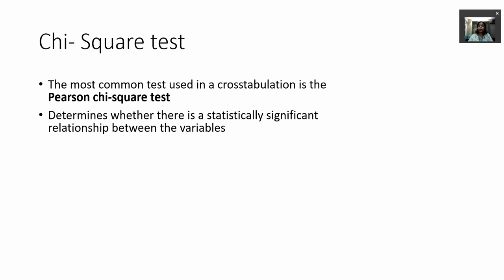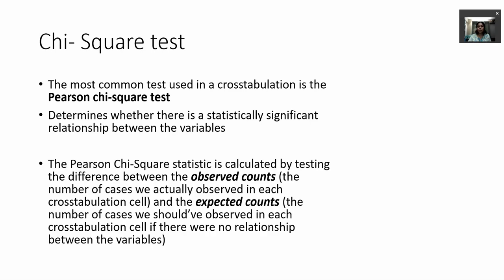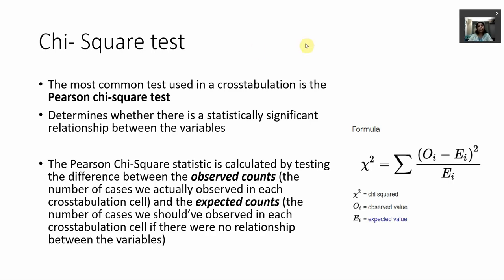Now, for the chi-square test, if you remember from statistics, this is the formula that you use for calculation of the chi-square value, where you have Oi, which is the observed value, and Ei, which is the expected value. When you apply this formula and solve it, you get your chi-square value. Similarly, SPSS also calculates your chi-square using the difference between the observed counts and the expected counts.